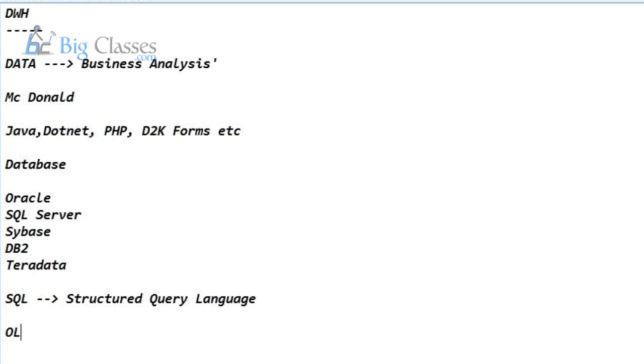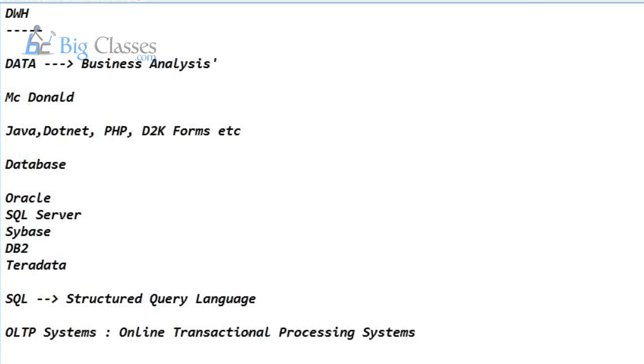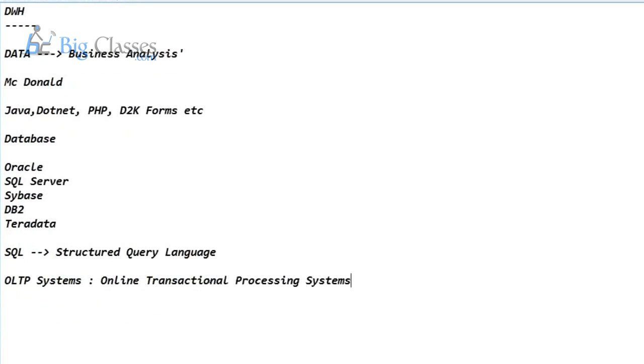So what is meant by OLTP? It's online transactional processing systems. These OLTP systems are basically the data processing systems where the design is optimized in such a way that it can receive a single record at a time. So you do a lot of transactions from these systems.